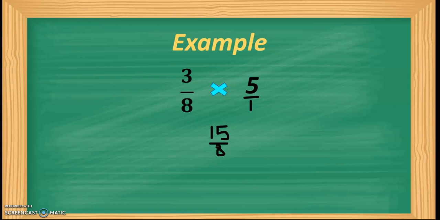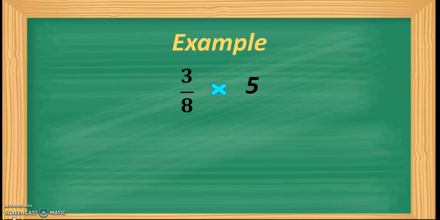Now, we are left with an improper fraction. Now, we can change this to a mixed number, where we'll end up with 8 into 15 goes 1 time, remainder 7, which will be placed over 8 as the denominator.